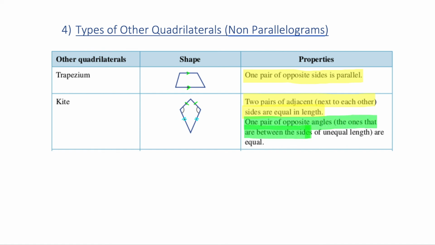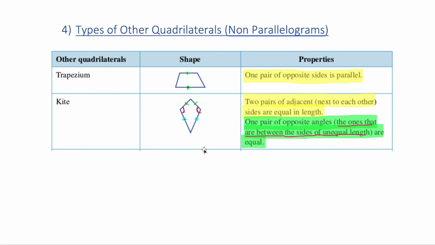are equal. Which angles are these ones? It says they are the ones that are between the sides of unequal length. So I know that this side and this side are not equal. Therefore, this angle and the one opposite are going to be equal in size.